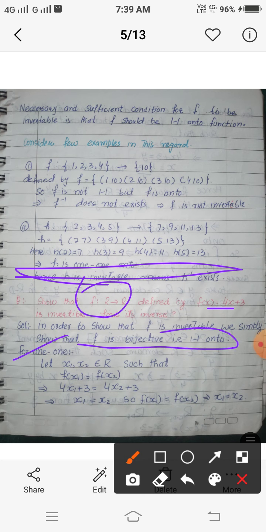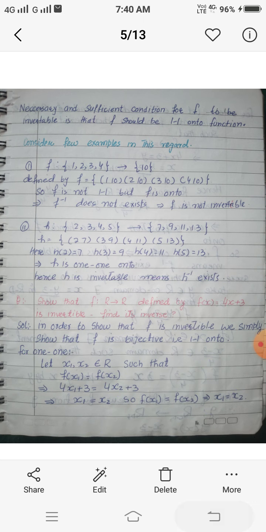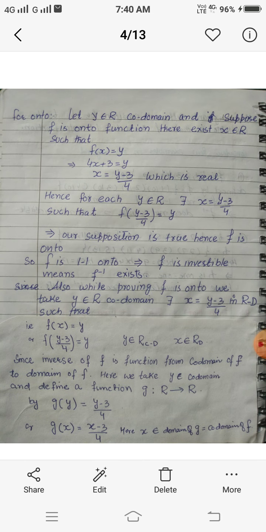For 1-1, consider two arbitrary points x1 and x2, where we don't know whether they are equal or not, such that their images are the same: f(x1) = f(x2). Since f(x) is defined by 4x + 3, we get 4x1 + 3 = 4x2 + 3. Now the 3s cancel and the 4s cancel, so x1 = x2. Hence f(x1) = f(x2) implies x1 = x2, so the function is 1-1.